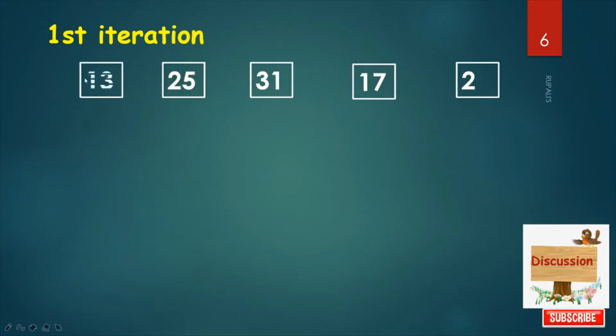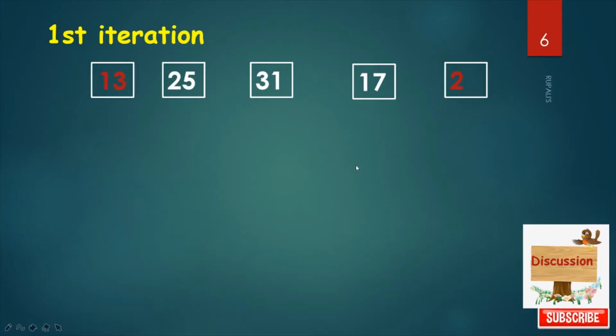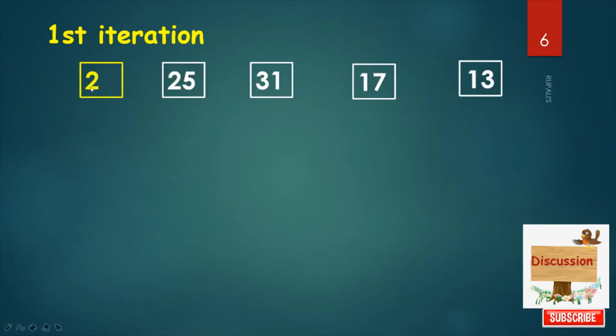Now I have to compare the first node info with the last node info. Because 13 is greater than 2, need to swap. Finally we get the smallest info at the first position after the first iteration. In this way we have to do all the remaining iterations.